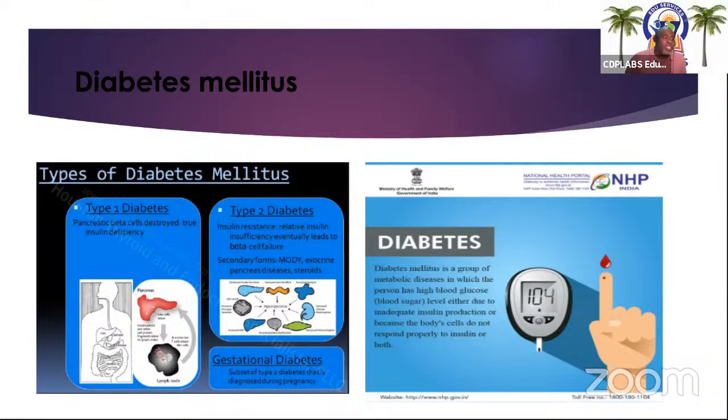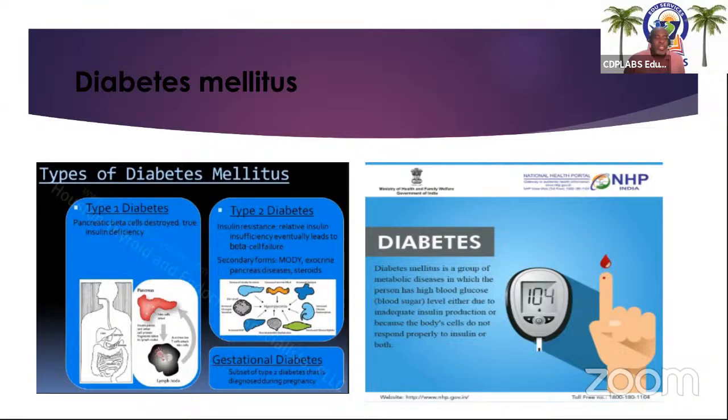Now we have gestational diabetes. This is one that she probably didn't get to mention today. It's a subset of type 2 diabetes that is diagnosed during pregnancy. So gestational diabetes is diagnosed during pregnancy.